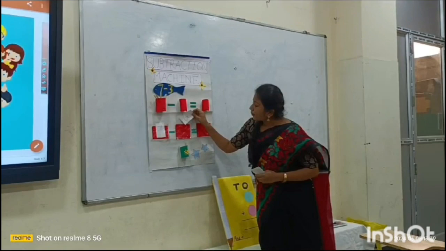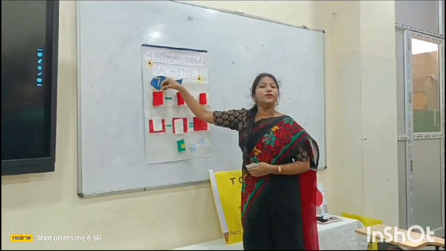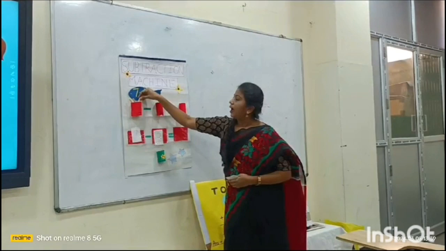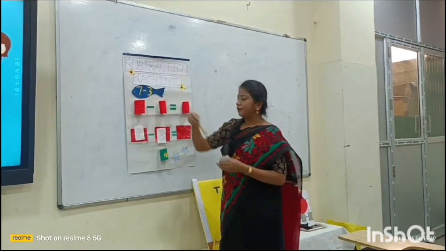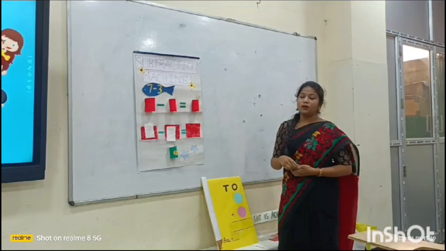Now, what I have to subtract? I have to subtract 3 from 7. So I will take 3 sticks from the first window. 1, 2, and 3. Now see, what we have left? We have left with 7 sticks. Like 1, 2, 3 and 4. Now we have 4 sticks. So 7 minus 3 equals 4.